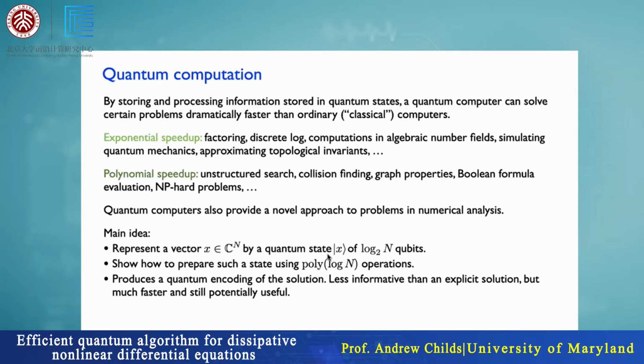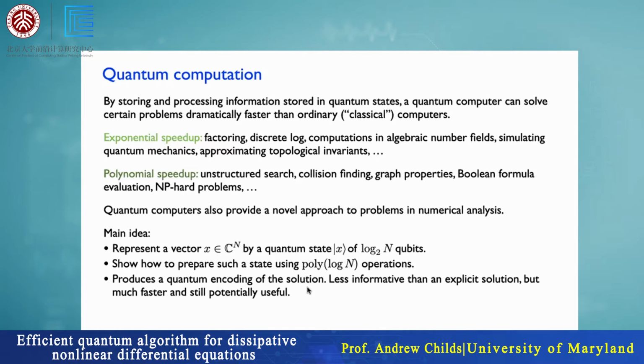Now, of course, such a state is not the same thing as having an explicit description of the vector, but it's some kind of encoding of that vector. And in principle, depending on the problem, it may be possible to prepare that state using a number of operations that scales only polynomially in the number of qubits. In other words, only polynomially in the log of n, which is much less than the amount of time that it would take even just to say what that vector is, just to write out that vector explicitly. So you could, in a very fast way, imagine producing this very succinct encoding of a vector in a high-dimensional vector space. So as I said, this is a quantum encoding of the solution.